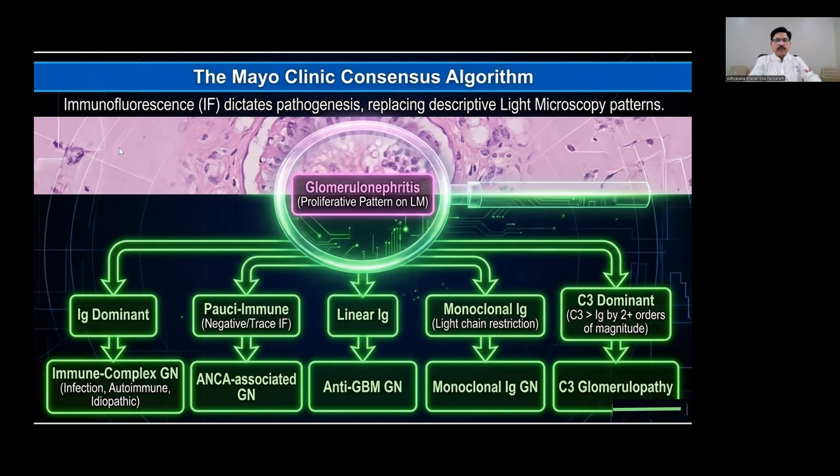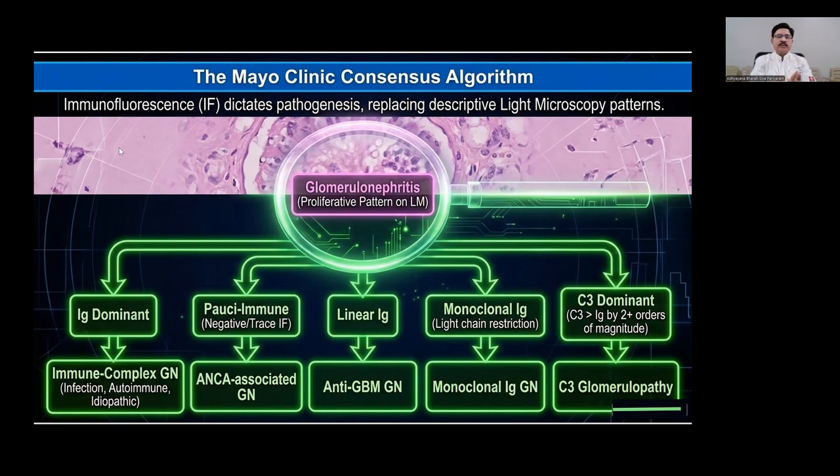Okay, one more slide is here. Immunofluorescence. So how do I now go about it? I have to do not only histology, but also an immunofluorescence stain. Today immunofluorescence dictates the pathogenesis, replacing the descriptive light microscopy pattern. Why do I need to know all this? Because my treatment is dependent upon the immunofluorescence type.